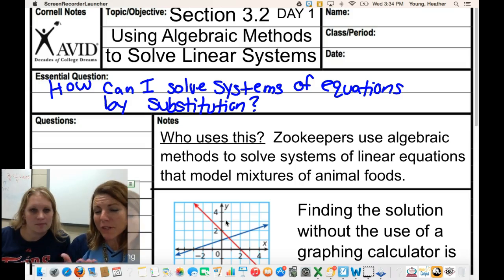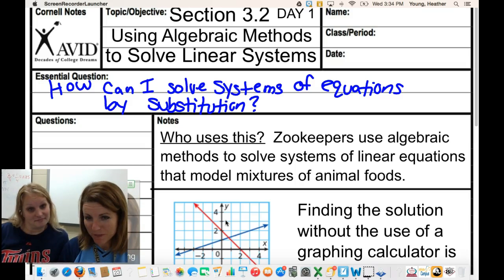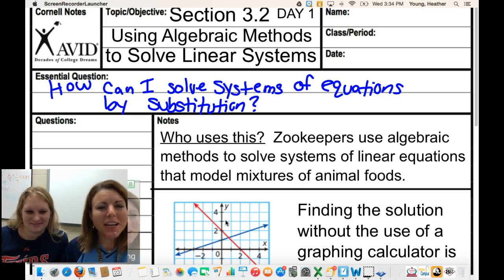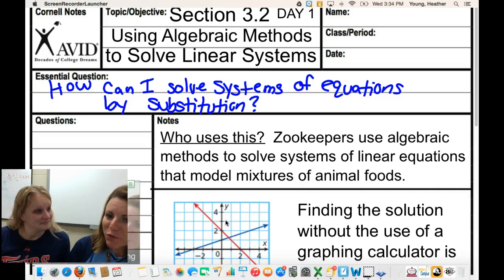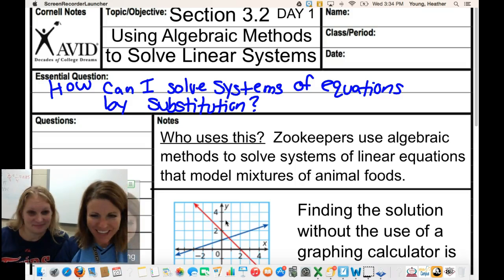And I always like to sometimes throw in who uses this. If you're going to be a zookeeper someday, you may use algebraic methods to solve systems of linear equations that model mixtures of animals' foods. Wow. Isn't that kind of cool?